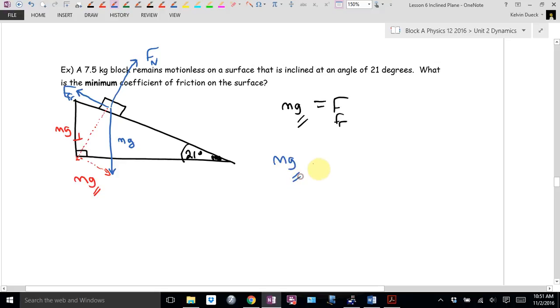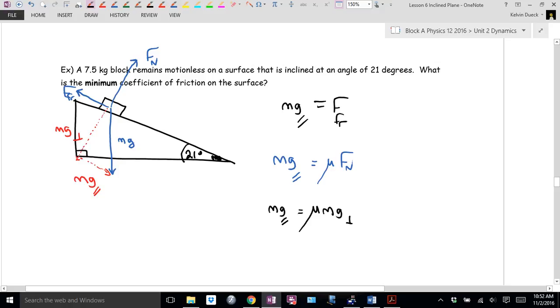mg parallel equals, friction is what times what? Mu times the normal force. I don't know the normal force. Oh, but look. I know another force the same size as the normal force. And it ain't mg! That's physics 11. What is it this time? Okay, so I'm going to get mg perpendicular. mg parallel equals mu mg perpendicular.